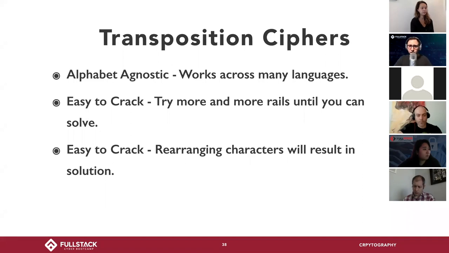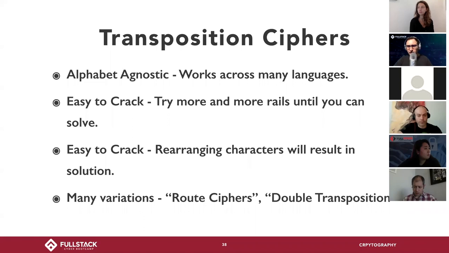There are a lot of variations though that do better. For example, what if instead of going diagonally downward, we had a different route that our tape needed to be placed around this thing in? We can create route ciphers. Those are a little bit more complicated. Or double transposition ciphers, basically doing this twice, where you wrap it one time, get some result, write it on a piece of tape and wrap it again around a different size scytale. And so these are how we can improve this kind of encryption.